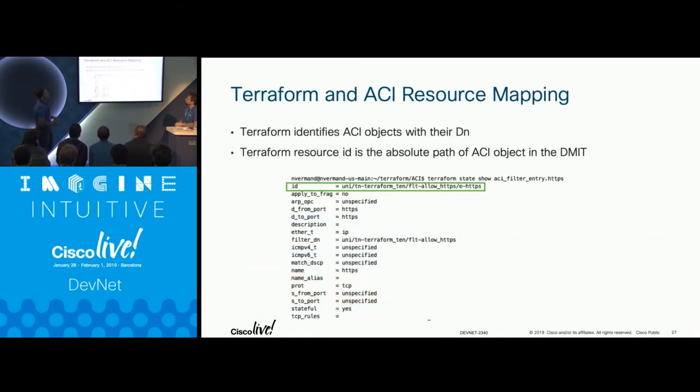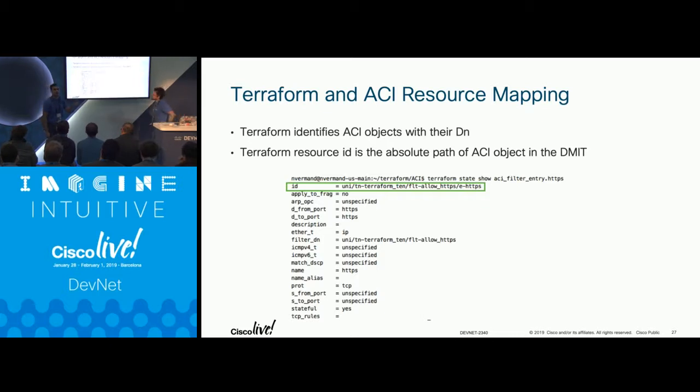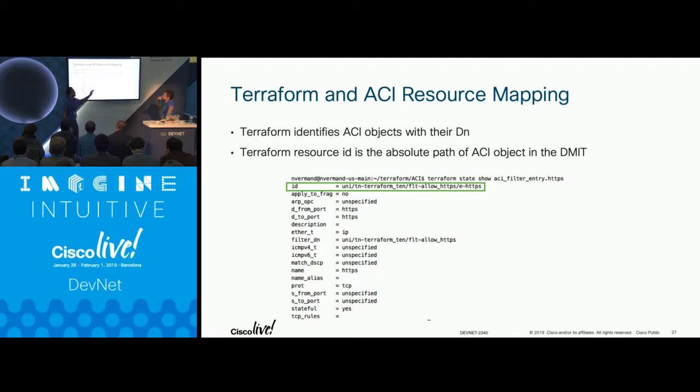So what does Terraform do? Terraform leverages this object model and hierarchy to figure out which resource it needs to configure on ACI. If you think about the object model, it's basically your directory structure. If you want to find a file in some directory, you have to give the entire path. Similarly, something like that is a DN, distinguished name for us. So what Terraform does is it identifies a particular resource in ACI by its DN.